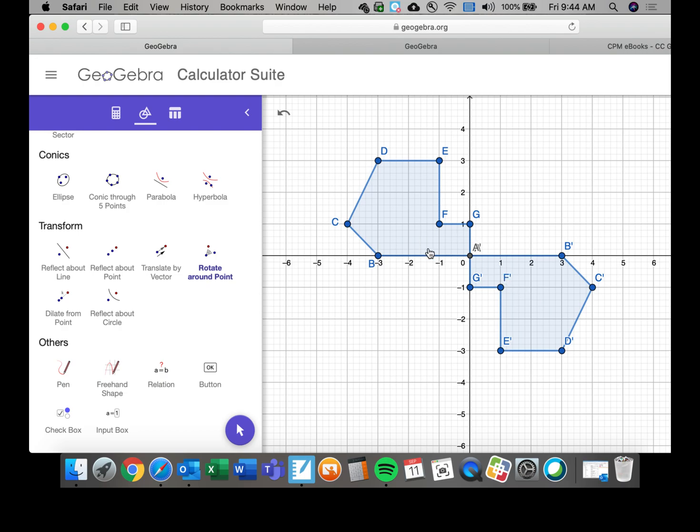Then what I want you to take a look at is the next part. They ask you to go 180 degrees counterclockwise. And so the question is, what happens if we go in the opposite direction but the same degree?